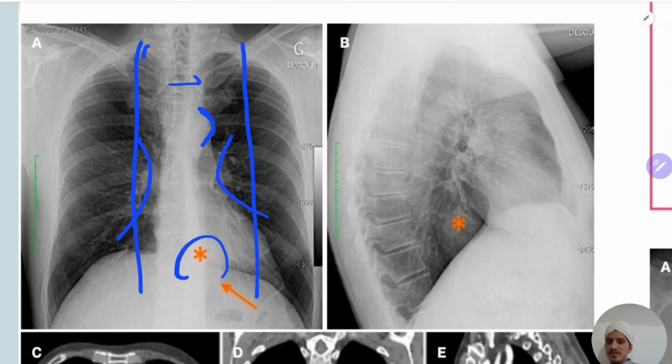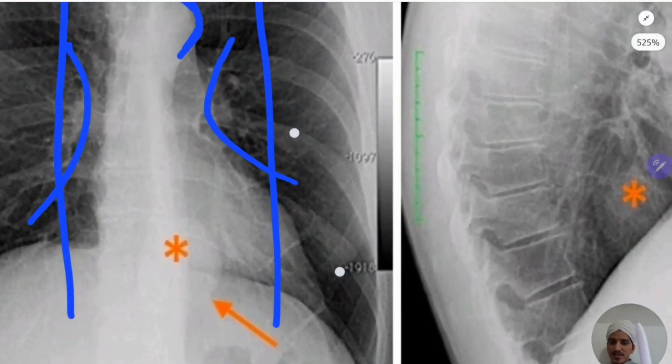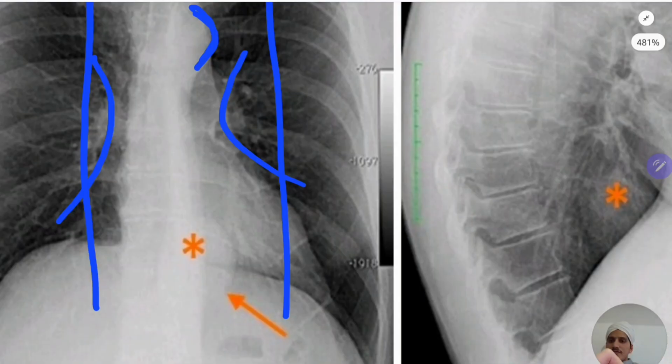Are you able to appreciate this border? This one, from here to here, so there is a mass in the mediastinum. Whenever the mass is present in the lower part of the chest X-ray, mostly it is hiatus hernia.